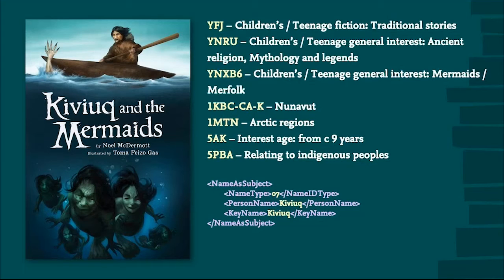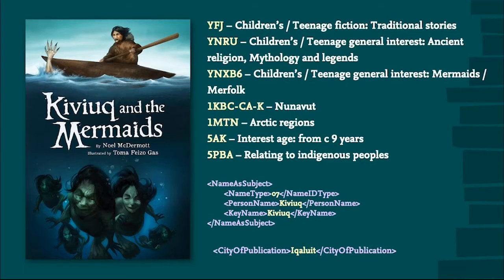qualifiers and another qualifier, the 5PBA relating to Indigenous peoples. Again, a qualifier that allows somebody to search for everything that's to do with Indigenous peoples. Or with this one, we can qualify it. We have two place qualifiers, the Arctic regions and Nunavut. So we could associate it with those places, or we could just say, I'm looking for everything that's for children, traditional stories about Indigenous peoples. So the very useful qualifiers in Thema.